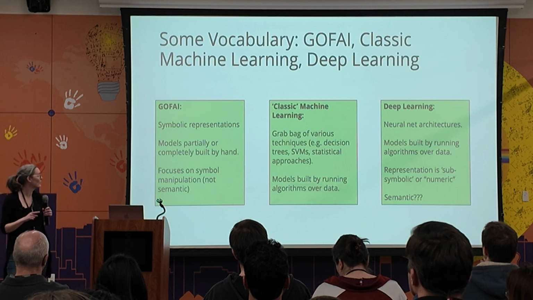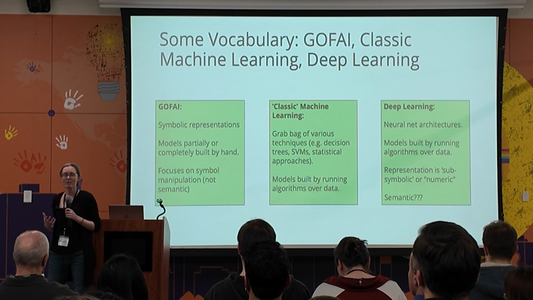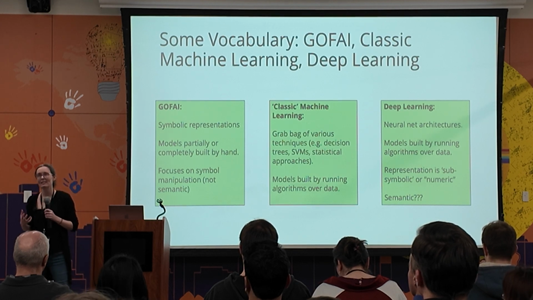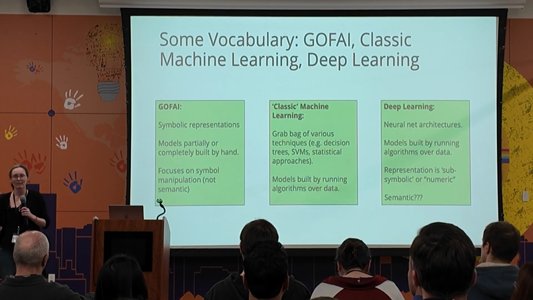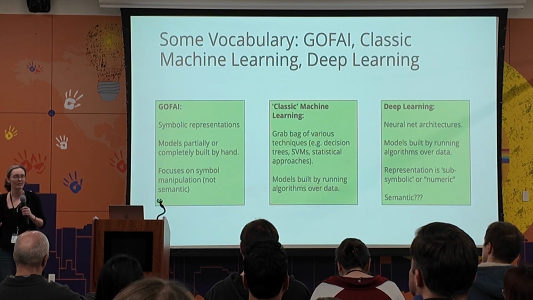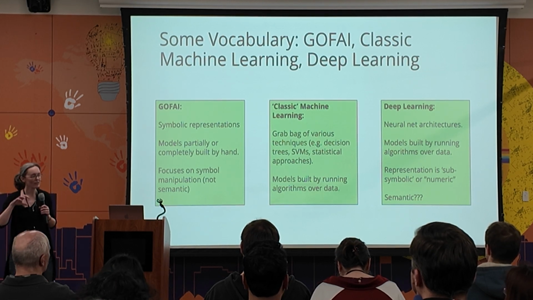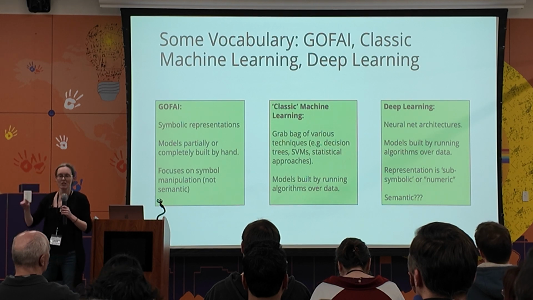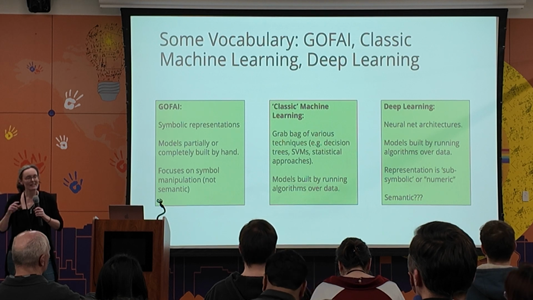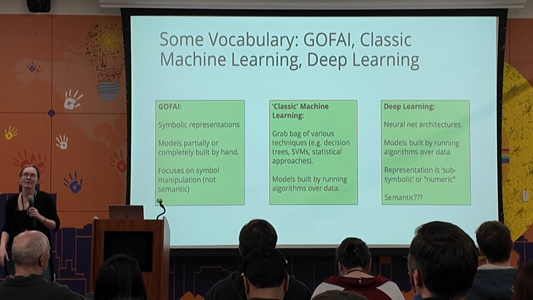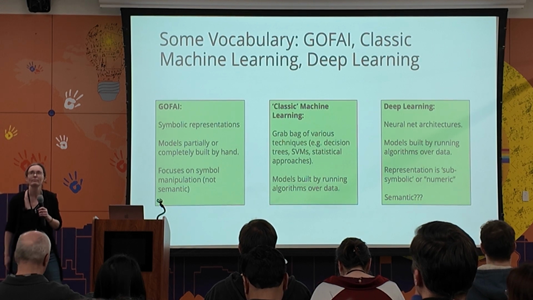Also, really importantly, and this was part of the reason why it was overtaken, the models in this space are essentially at least partially, if not completely, built by hand. There is no automated learning in this space. If you want your model to do something, you have to construct it to do that. And like I say, the focus here is really on symbol manipulation. There really is no semantics easily won in this space. So it's a very symbol syntax-focused endeavor.